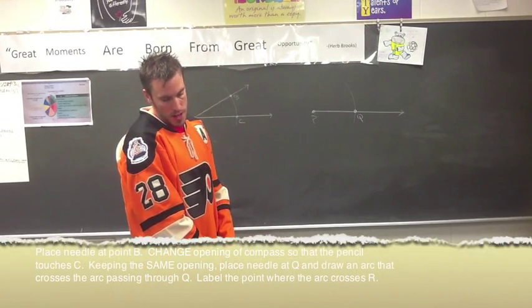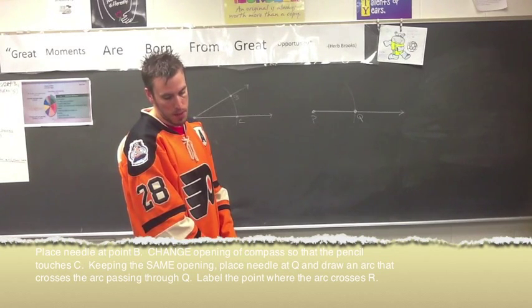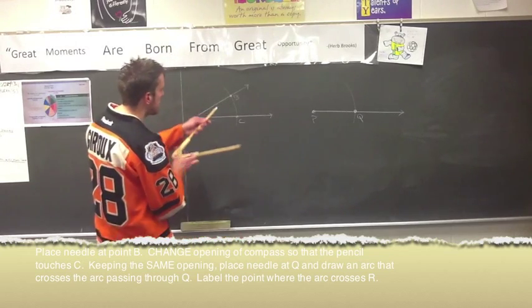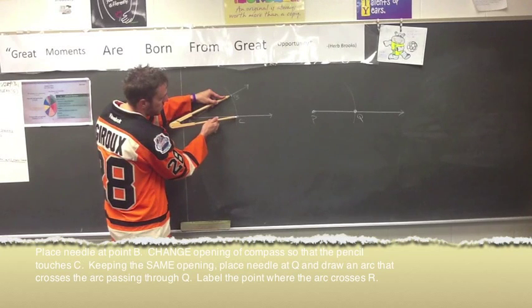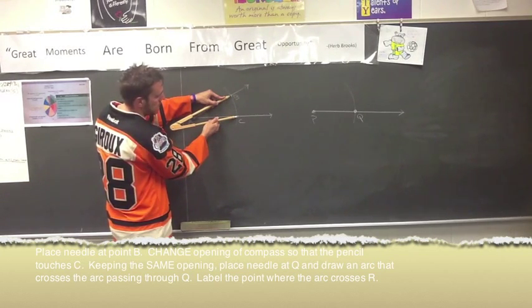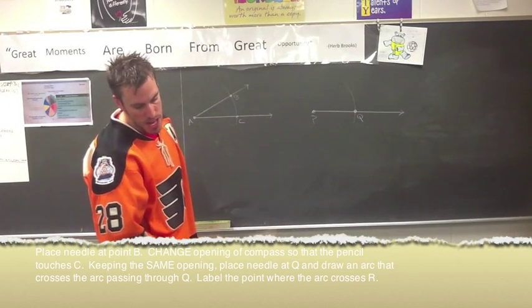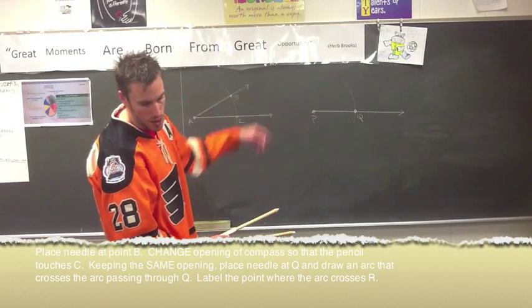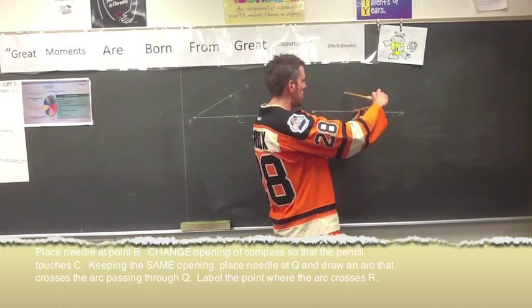Okay, so next it says place the needle at B, change the opening of the compass so that the pencil touches C. So, placing the needle at B, opening the compass so that it touches point C. So basically we are measuring the distance between B and C. Once I have this, keeping the same opening, we're going to place the needle at Q, and we're going to draw an arc that crosses the arc passing through Q.